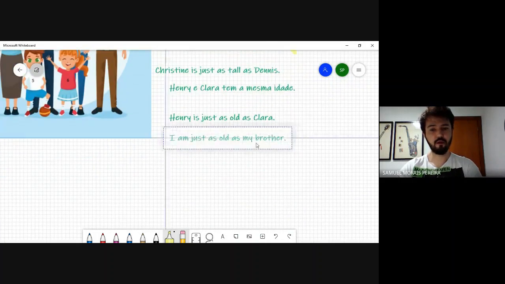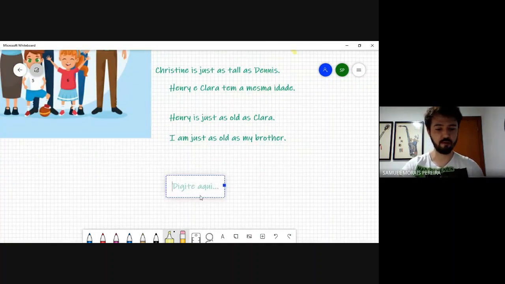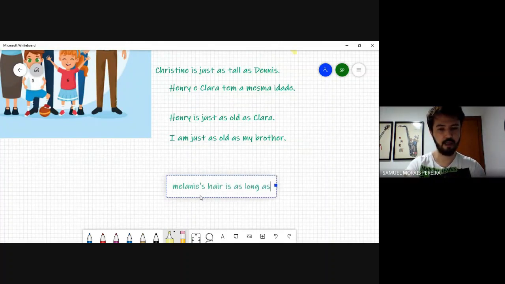Então, sabendo disso, ó, como é que vocês traduziriam essa frase? Pay attention. Melanie's hair is as long as Debbie's hair.